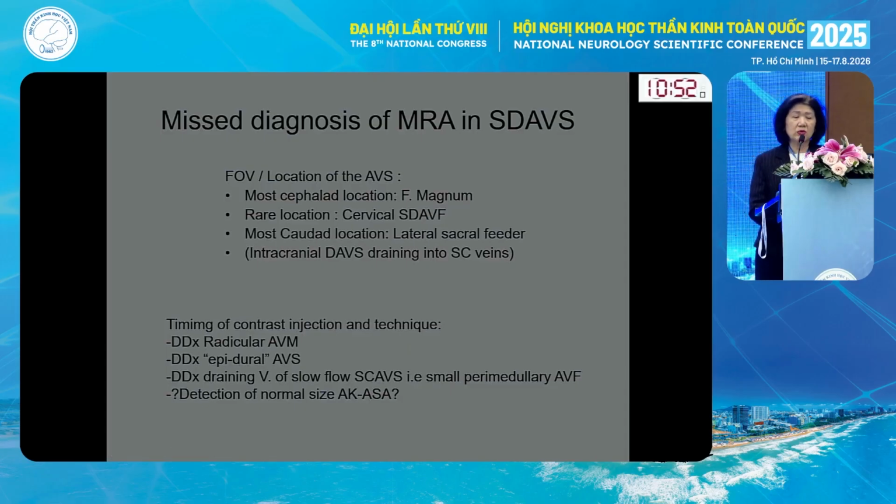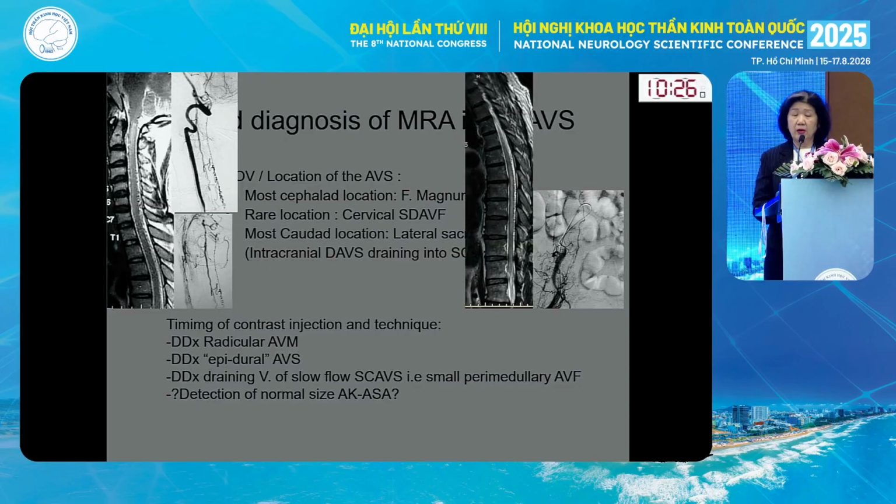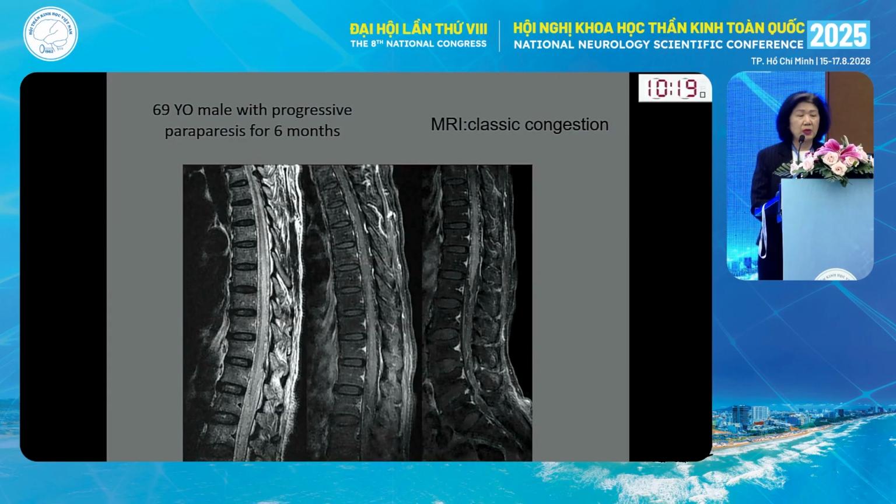There are misdiagnoses in MRA. For example, radicular AVMs, epidural AV shunt, or the draining veins slow in the perimedullary arteriovenous fistula. This is the location of the shunt at the foramen magnum. So it's not easy: you put your MRA at the thoracic level, and then you need to put a little bit more contrast to extend up or extend down. So there are 2 spots that you may miss: the foramen magnum level and the lateral sacral levels.